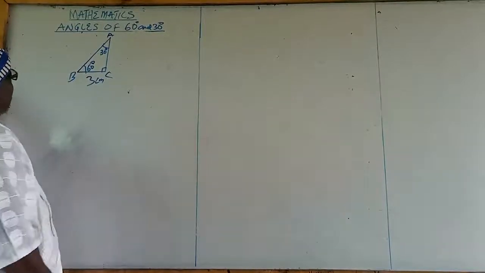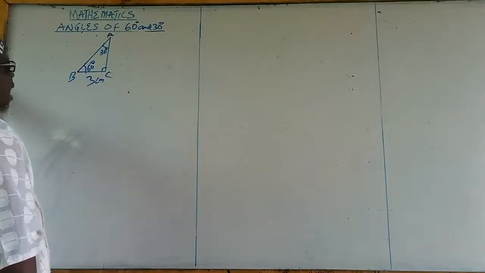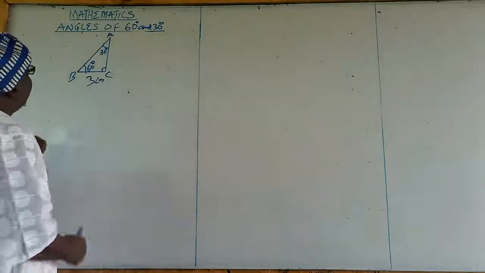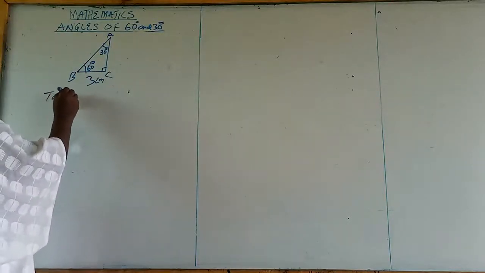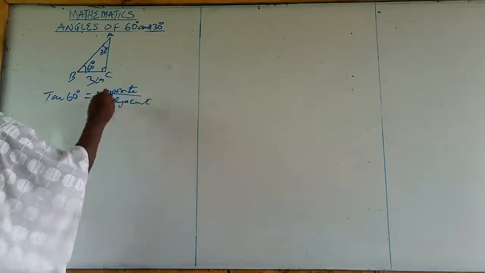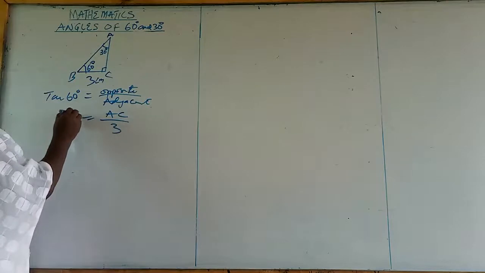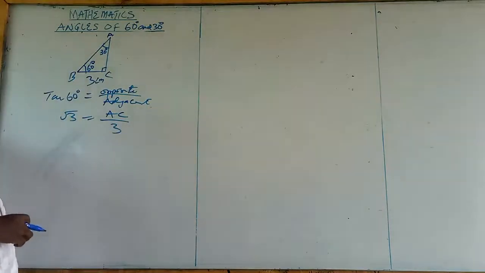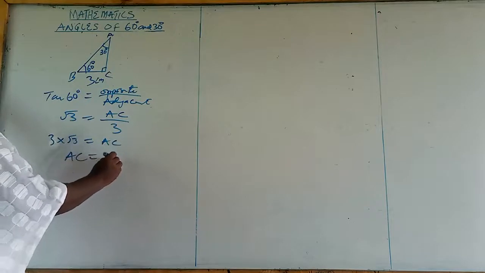So now for triangle ABC with angles 60 and 30, we are finding side BC, and we can find AB and AC. Let's find side AC. AC is opposite angle 60 degrees, and the adjacent side is 3. So tan 60 is equal to opposite over adjacent, which is AC over 3. Tan 60 is root 3, so by cross multiplying, 3 multiplied by root 3 is equal to AC. So AC is equal to 3 root 3.